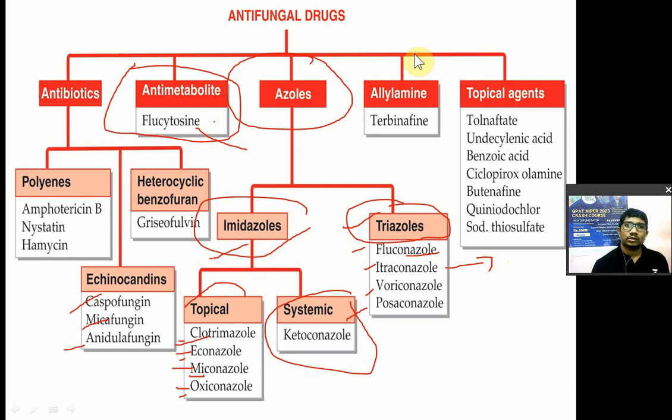After that, the fourth class is allylamine. In that you have terbinafine. It is nothing but a squalene epoxidase inhibitor, so it will prevent the formation of squalene epoxide from the squalene. Now topical antifungal agents. In that you have tolnaftate, undecylenic acid, then benzoic acid, then ciclopirox olamine, butenafine, quinodochlor, and sodium thiosulfate.